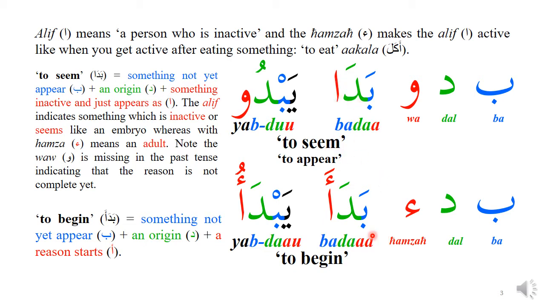In contrast to this, bada'a means to begin something. So same, ba would mean something not yet appeared, and dal would mean an origin. And now with the hamza, it would mean a reason, a start. And it makes perfect sense that alif with the hamza would mean a start, because it's the beginning, right? The first, or the beginning. So bada'a and yabda'u means to begin something.